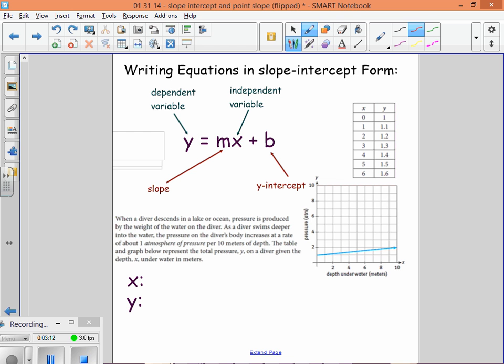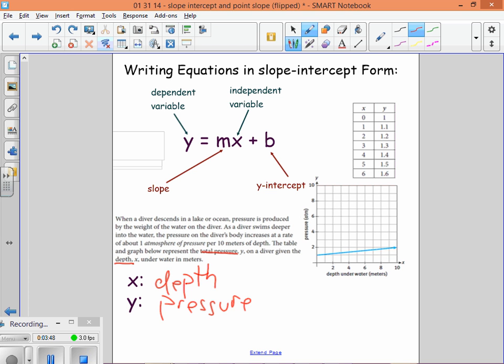For my problem, which I have reproduced here, I am going to label what x and y are so that I do not forget. X, my independent variable, is the part that I have control over. In this situation right here, we only have two things to choose from. We have the total pressure, and we have the depth. I do not get to pick how much pressure the water is putting on me. What I do get to pick is how deep I am. So my independent variable is my depth, and my dependent variable is my pressure.